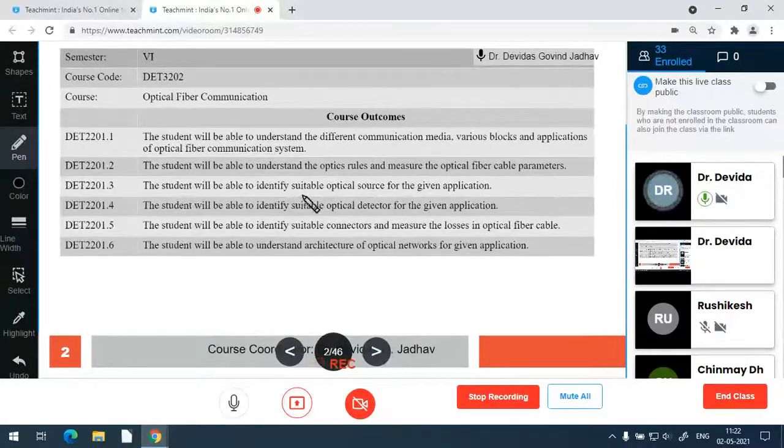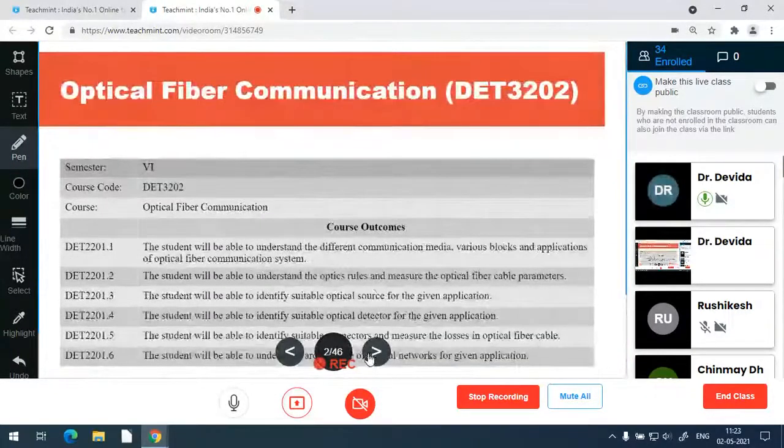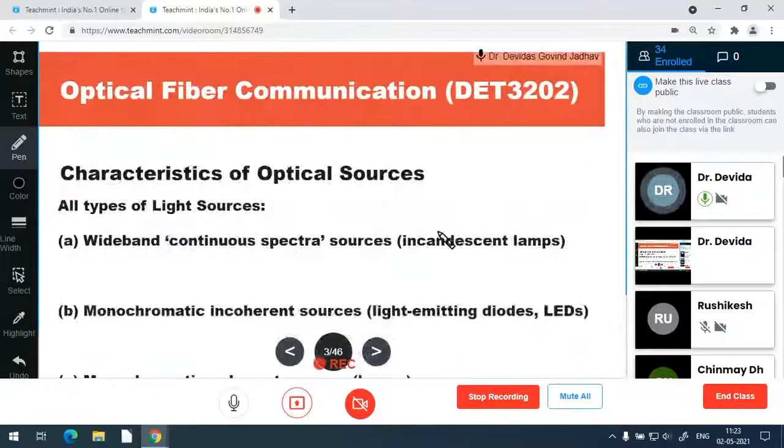Students will be able to identify a suitable optical source for given application. Students will be able to identify a suitable optical detector for given application. The students will be able to identify suitable connectors and measure the losses in the optical fiber cable. And students will be able to understand architecture of the optical network for given applications. So this is the course outcome.